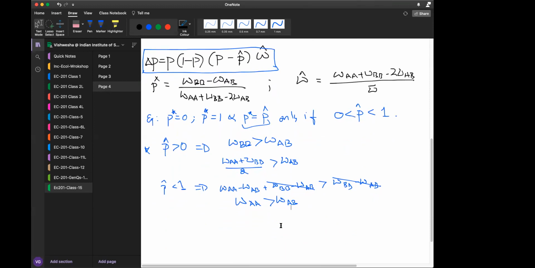Okay, so if you want both p hat to be greater than 0 and p hat to be less than 0, we end up with two conditions. I'm going to write them here. This one and this one. And what does that mean? What is the interpretation of this?